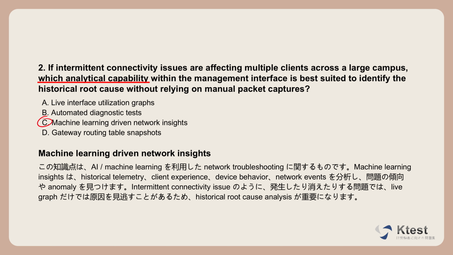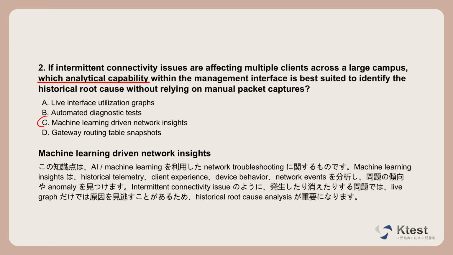Right, machine learning-driven network insights. The real keyword you want to look at here is intermittent. Right, because it comes and goes. Right. If an issue isn't happening right at the exact second you look at a live utilization graph, human eyes will completely miss it. Yeah, I mean, nobody has time to just stare at live telemetry all day hoping a blip happens, right? Precisely. So machine learning analyzes that historical telemetry over time to spot hidden patterns that are, well, practically invisible on a live dashboard.